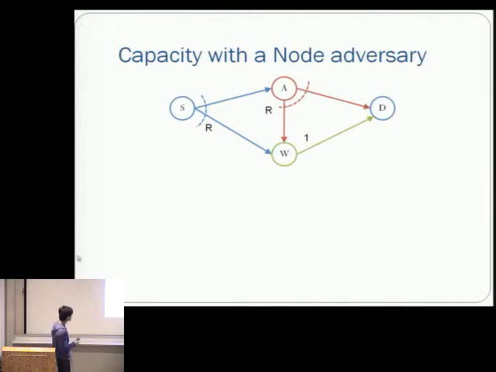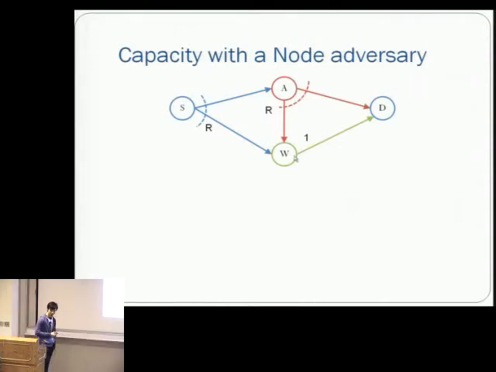So let's look at this example topology with 4 nodes. S is trying to send some data to D, and there are two nodes in the middle that can relay the data. These links here are broadcast links. S broadcasts data to A and W, and A can broadcast its data to W and D. So what's the capacity of this network if we want to detect an attack by either A or W? What's the capacity for detection?